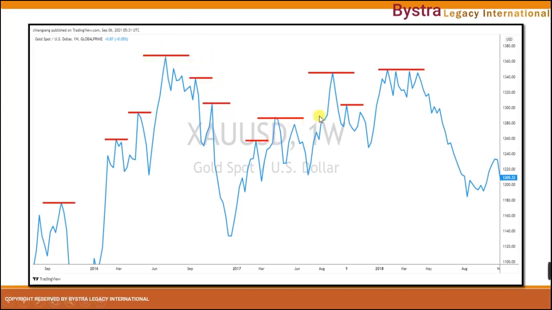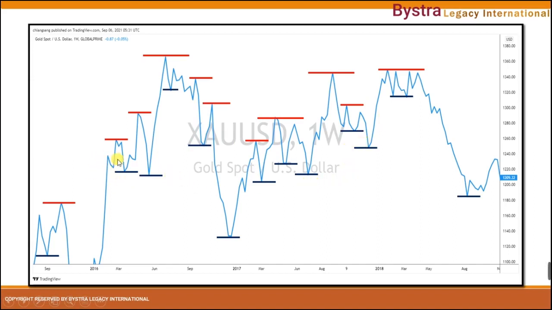Can you see this? All these are the resistance. Here is also resistance. Next, let's look at the support. The support is marked with the blue horizontal line. Okay, guys, so now we have marked roughly the resistance, and we also have marked roughly the capital letter V, which is the support.